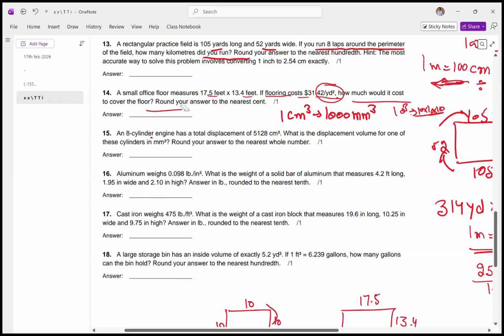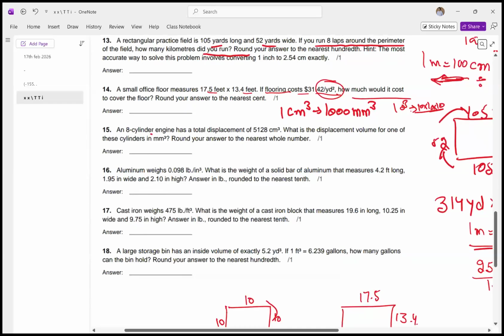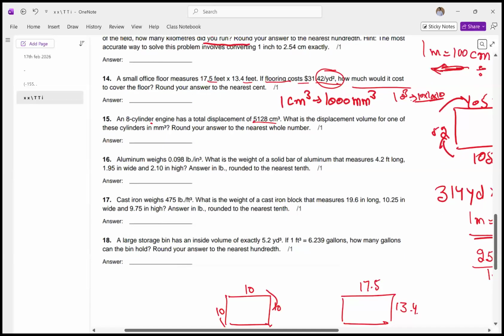And now we're going to write it as this one. So 5128.